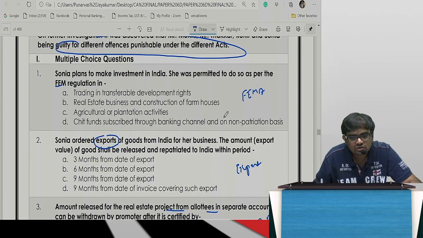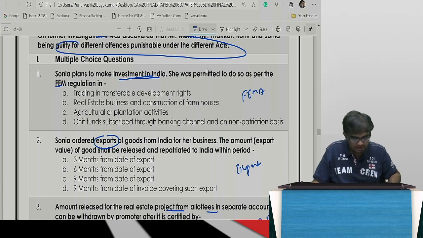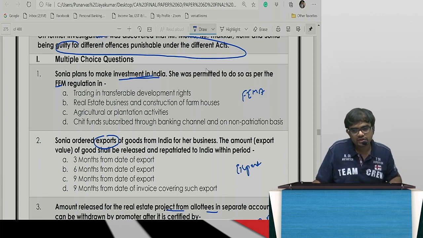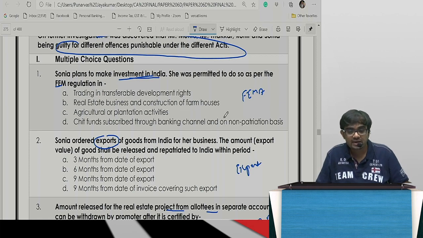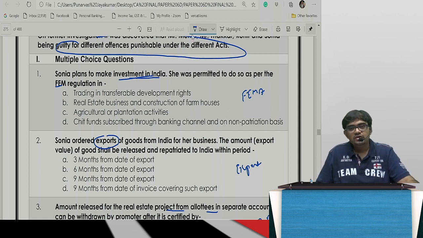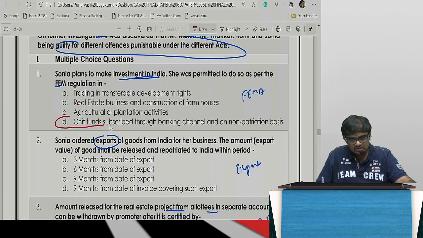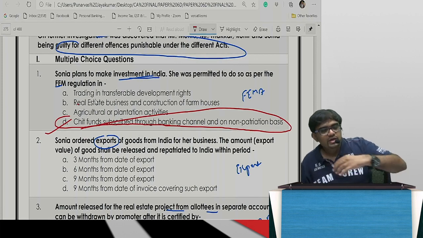Let's see. Sonia plans to make investment in India. Some random question, that Sonia making investment in India was not there in the main question. That's how they do it. She was permitted to do so as per the FEMA regulation. So this is regulation 4, guys, the capital account transaction regulation. If you remember, we have already discussed chit fund business on a non-repatriation basis. So this would be the answer. Normal chit fund business you cannot do, but on a non-repatriation basis you can do.